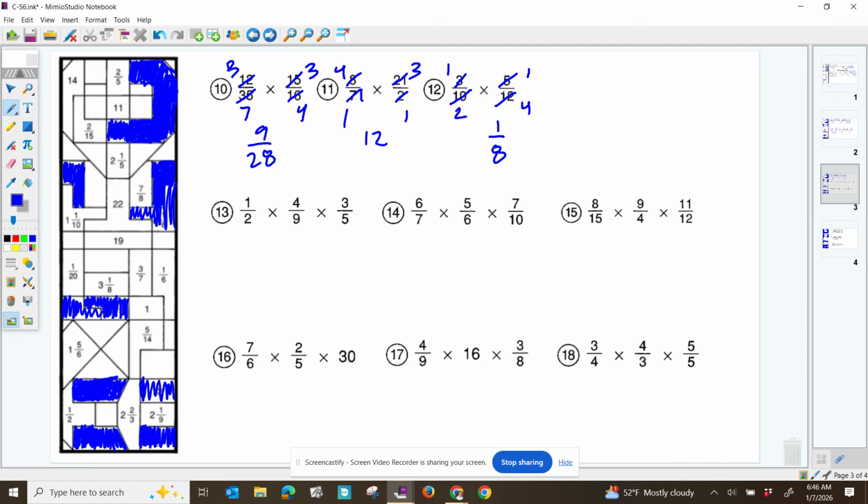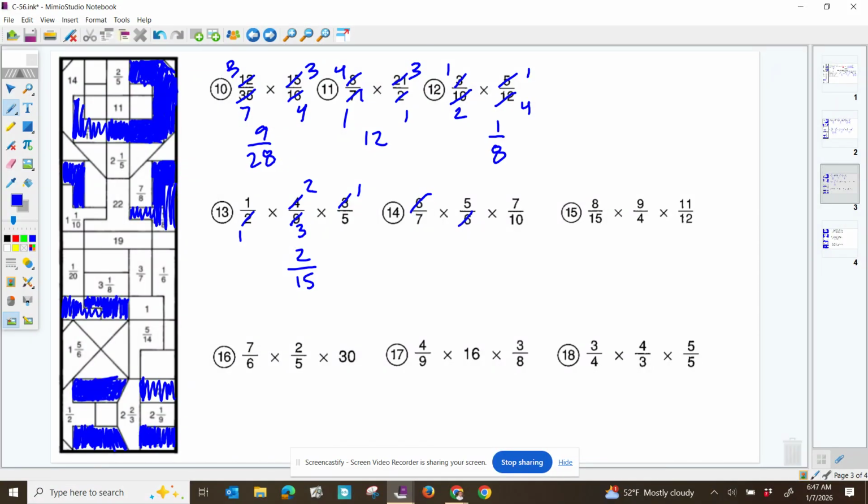We've got three numbers now. Anything on top with anything on the bottom. So like the 9 and the 3 work well together. The 4 and the 2 work well together. I end up with 2 on the top. 1 times 3 times 5 is 15, 2/15. And here I go.